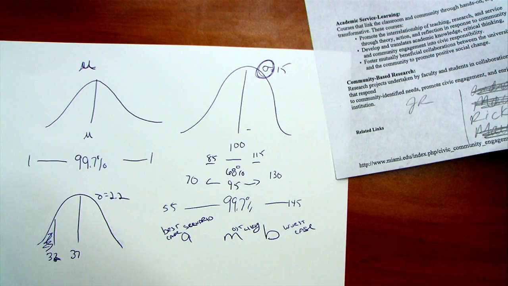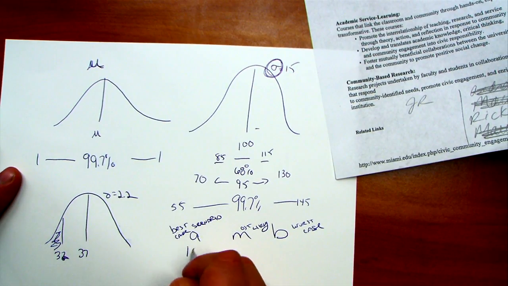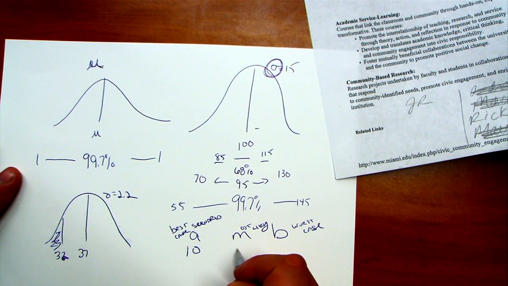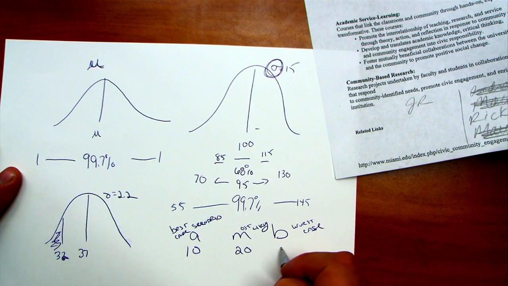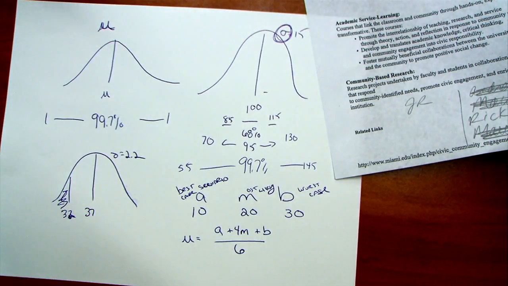You don't have to think in standard deviation. But what we do is we use those. So let's say, I'm going to make this easy on myself. Let's say best case scenario is 10 days, most likely is 20 days, and worst case is 30. We calculate an average by using this formula. It's a weighted average. We take A plus 4M plus B divided by 6. So that's how we figure out the average. And we don't have to figure that out. I just want to show that to you.